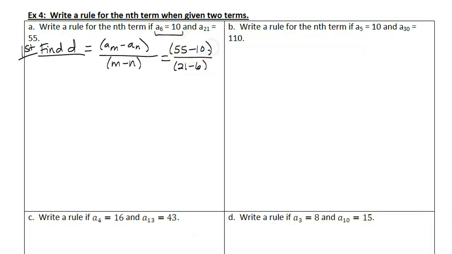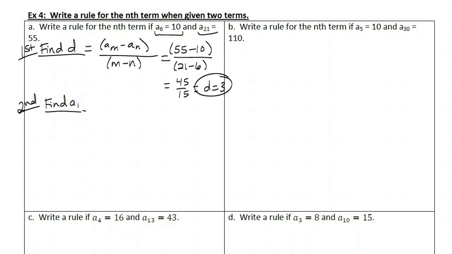And notice you always put whichever one is later in the sequence first. It doesn't matter which one's a greater number, it's which one is later in the sequence. So term 21 would come later in the list than term 6. Alright, solve that. I get 45 over 15. Okay, D is 3.